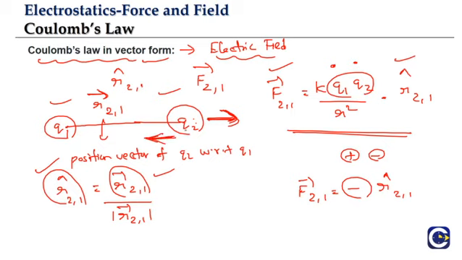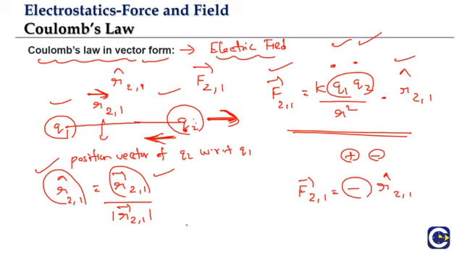Means the force acting on Q2 must be in, because here we can see the right side is like r cap 2 comma 1 direction. The force acting on Q2 in this case will be left side. So the expression that we are having over here will be the Coulomb's law expression in the vector form. So it will tell the force acting on the second charge because of the first charge, and the direction is given by using the position vector.